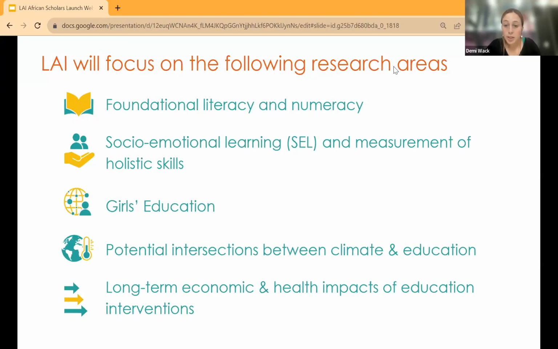And lastly, we'll be looking at interventions that explore long-term impacts of education, looking at outcomes such as economic well-being and health to help us tease out how education can contribute to individuals' well-being later on. Great, next slide, please.